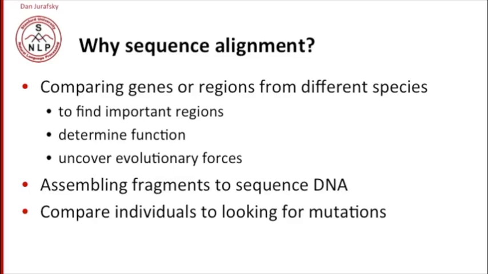In biology, this is important for a number of reasons. We can be finding regions in the genome. We could be discovering functions of genes. We could be looking for evolutionary things by comparing different species. This is also important for assembling fragments. In DNA sequencing, we're trying to assemble fragments, and we want to look for overlapping pieces and find some matches between them. Find that these two pieces match. And we're comparing individuals and looking for mutations, finding places where there are similarities and differences.